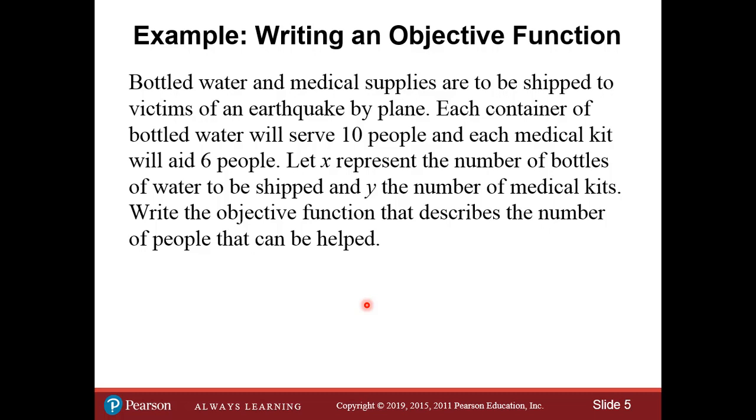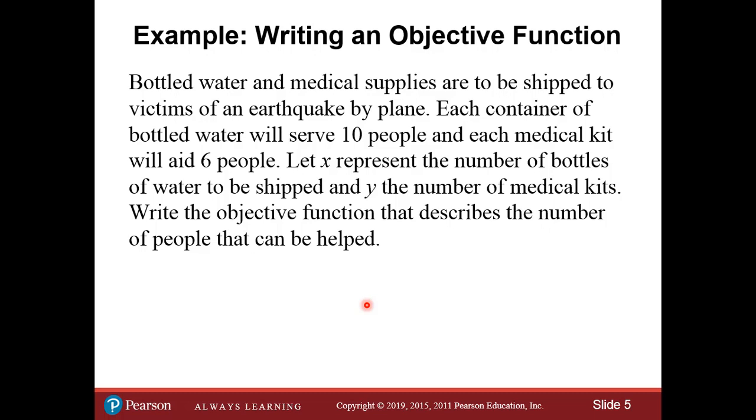Now we want to write the objective function that describes the number of people that can be helped. We're going to call this the Z function. Z represents the number of people that can be helped, X represents the number of bottles of water that can be shipped, and Y is the number of medical kits that can be shipped. We need to figure out the combination of X and Y that will give us the maximum number for Z, or the maximum number of people.